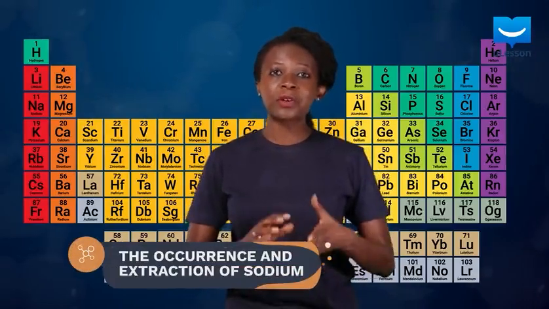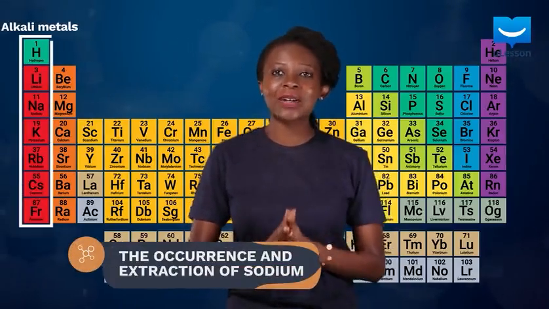In our lesson on the periodic table, we learned about the group of elements known as the alkali metals, that is, the group 1 elements. As seen from the periodic table displayed here, one of the members of this group of elements is sodium. In this lesson, we will discuss the occurrence and the method used for the extraction of sodium.